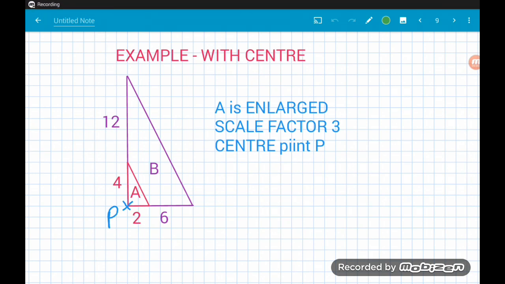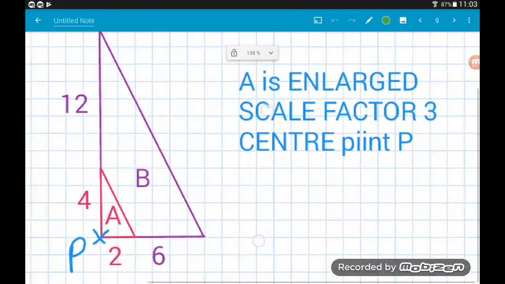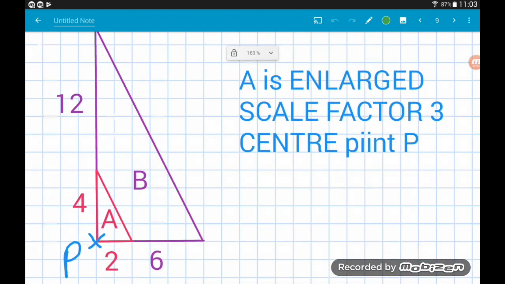Okay, so now let's take a peek at an enlargement with a centre. So what's happened here? Triangle A has been enlarged with a scale factor of 3 to give us triangle B, but this time it has happened about a certain point, P. So let's zoom in and take a peek at what has happened.